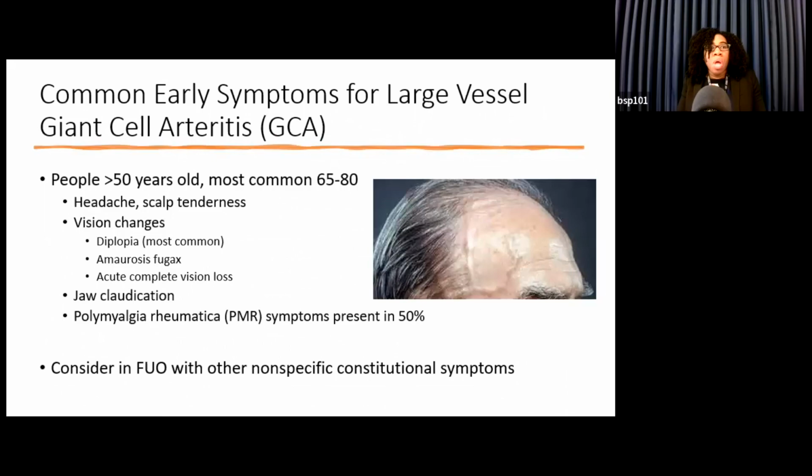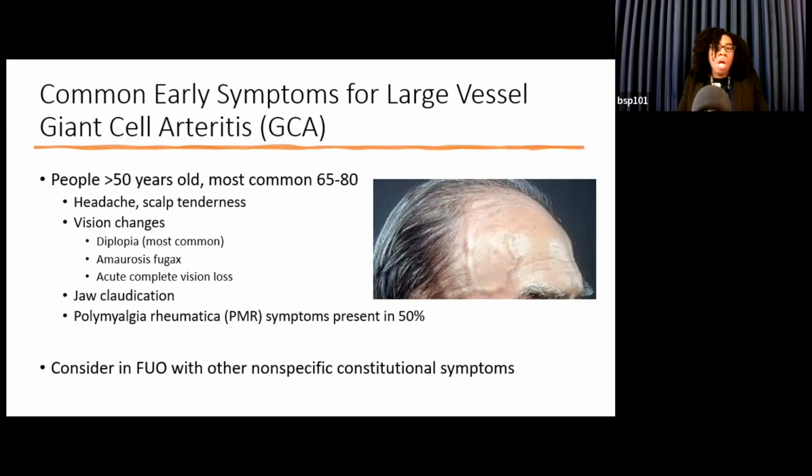Moving on now to the large vessel vasculitis, giant cell arteritis in particular. As you guys know, this is a disease that's found in people who are older than age 50, and most commonly in their 60s, 70s, and sometimes in the 80s. The common manifestations include headache, scalp tenderness, as well as vision changes. And actually the most common vision change that's diagnostic is diplopia. By the time you get to amaurosis fugax or complete vision loss, the disease has been active for quite some time and they need immediate attention.